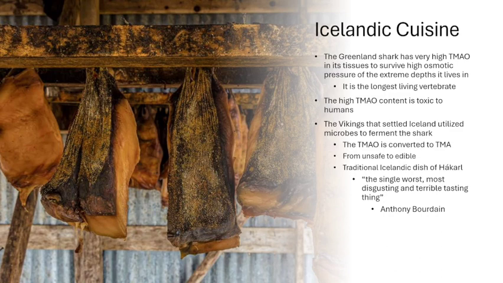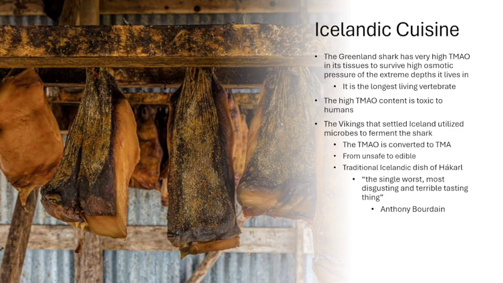So the Vikings that settled Iceland utilized microbes to turn it from something that's unsafe to something that's safe. They didn't understand organic chemistry, but they probably discovered this by accident. They found that if you buried the shark in the soil, the microbes in the soil could convert the TMAO to TMA, which is the same process that an ordinary fish would rot. Now, when it's in this TMA form, some of it can become a vapor and leave, and there's still a lot left. Compared to other food, it's going to have significantly more TMA.